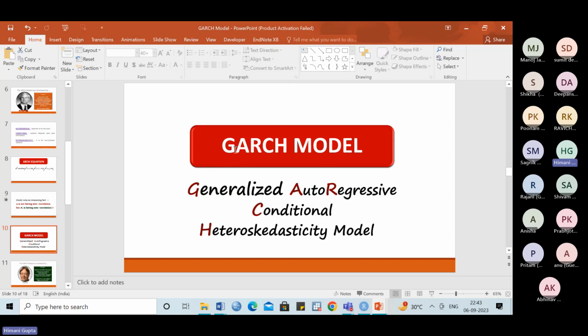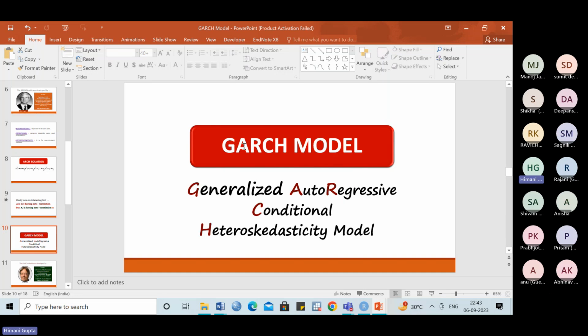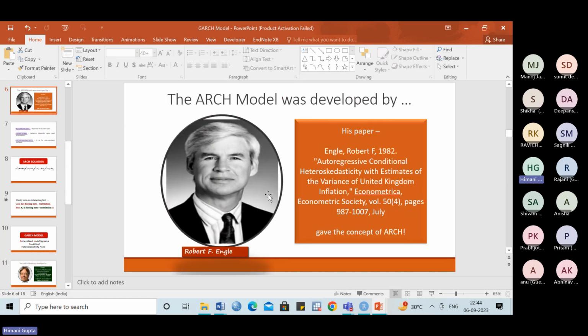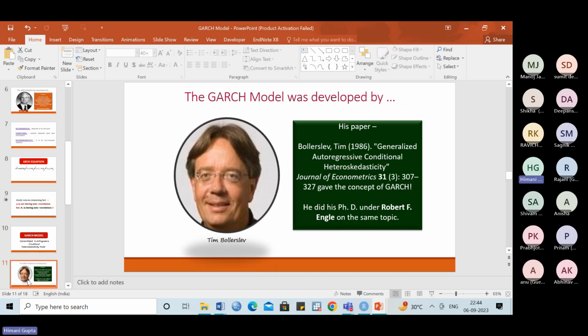Now, previously we have done the ARCH model. Now we are doing the GARCH model. GARCH is generalized autoregressive conditional heteroscedasticity. Now, what is generalized? Tim Bollerslev invented this GARCH model, and he was doing his PhD under Robert Engle. So you can say that Robert Engle was his PhD guide. What happens? He found out that if external shocks can affect this ARCH model, then my own variance can also affect the model. So that's why he invented the GARCH.